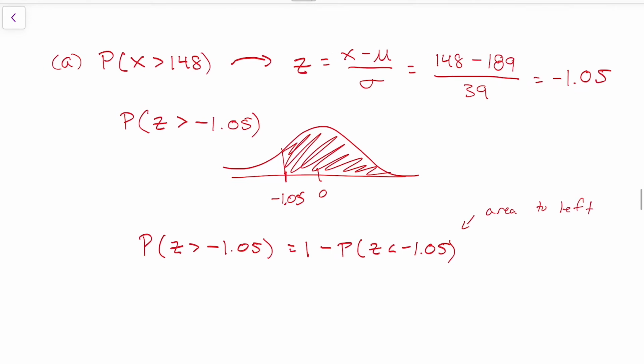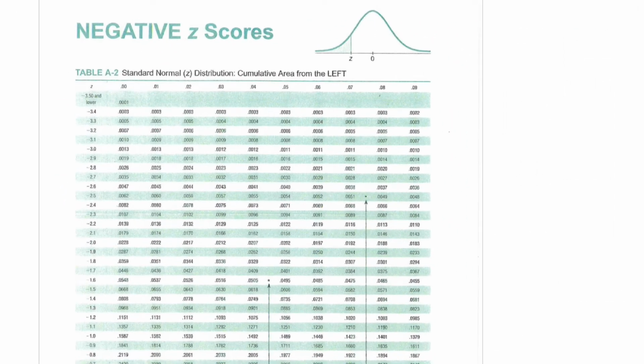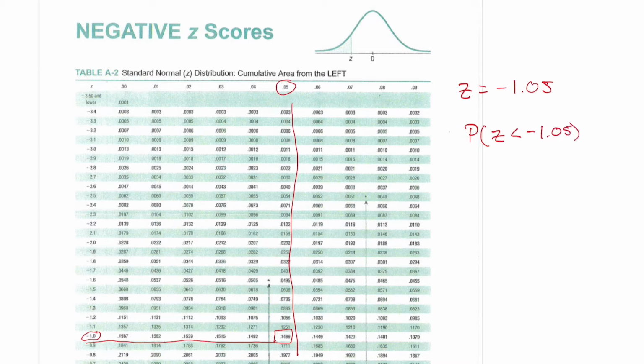So let's quickly look at our table. Here I have my table, and again, my z-score I'm looking for is negative 1.05. So I have negative 1.0 and my 0.05. So I look all the way down and I look across. That is my value. That is the probability that z is less than negative 1.05 and is 0.1469. And I can use that in my problem.